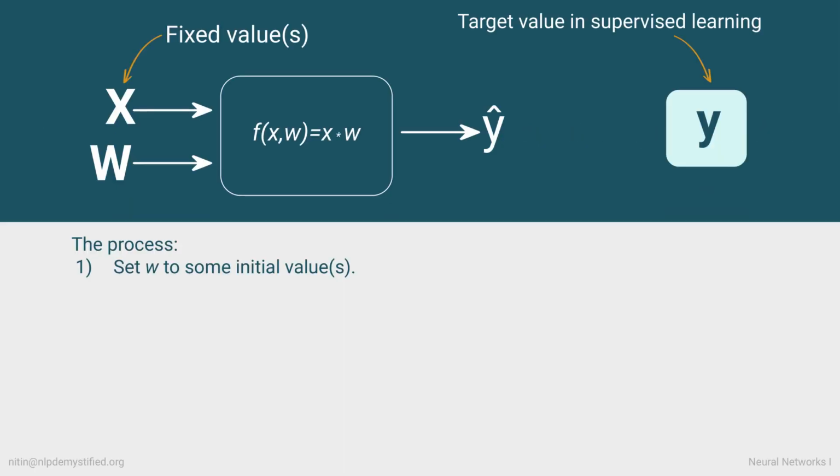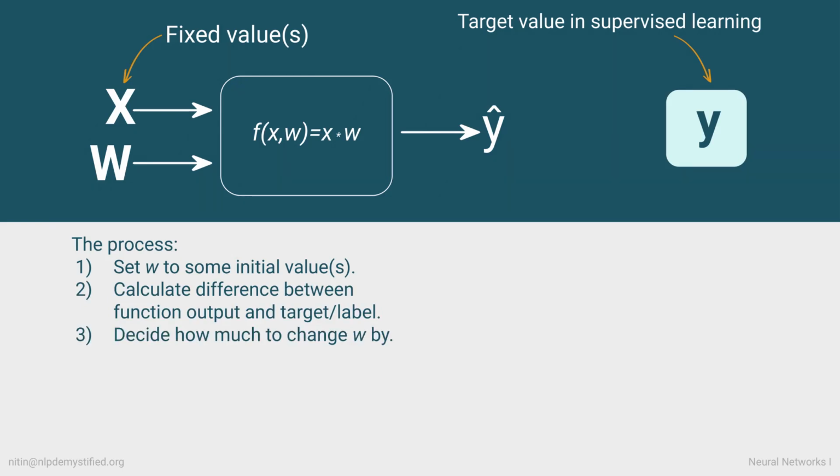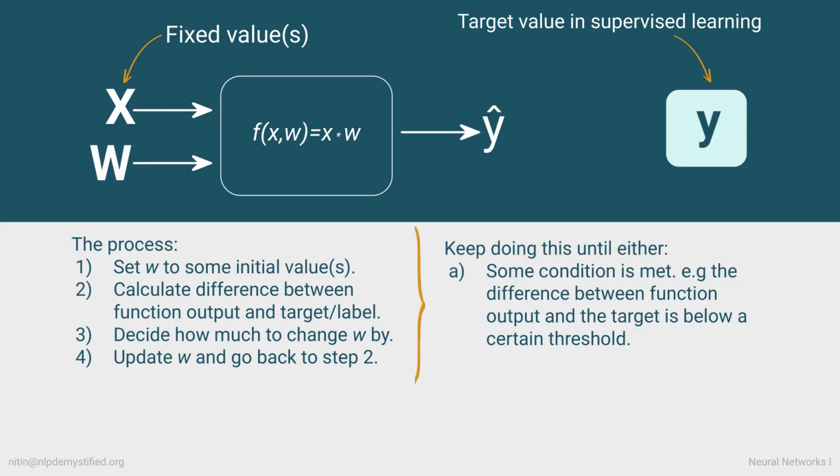To summarize the process at a high level, it starts by setting w to some initial value, for now assume it's random. The function output is calculated and compared against the target. Based on this difference, decide how to adjust w so that the output gets closer to the target, make this adjustment, then go back to step 2. And this loop is repeated until either A, some condition is met, for example, the difference between the output and target falls below some threshold, or B, a certain number of attempts is made.